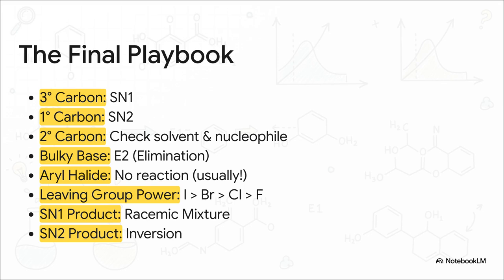See a big, bulky base? Immediately think E2 elimination. Got an aryl halide? It's probably a no-go, unless you see that nitro group cheat code. And of course, remember that better leaving groups make for faster reactions, and the final 3D shape, whether it's that racemic mix or a full inversion, tells you exactly which path was taken.